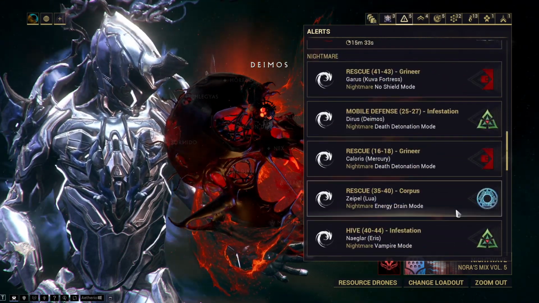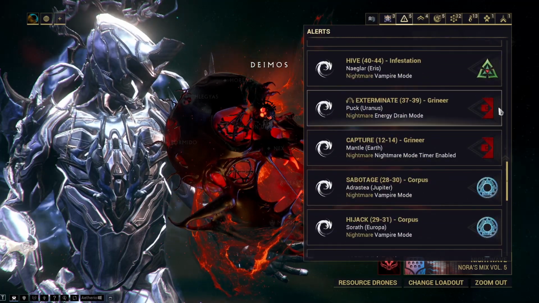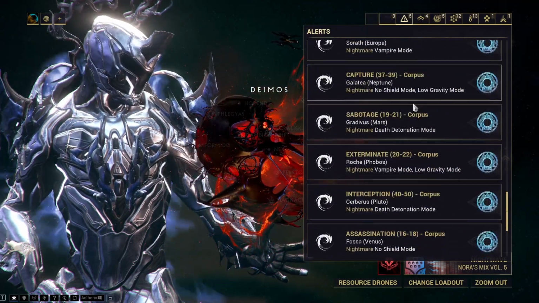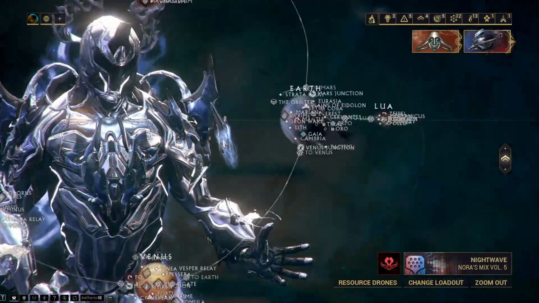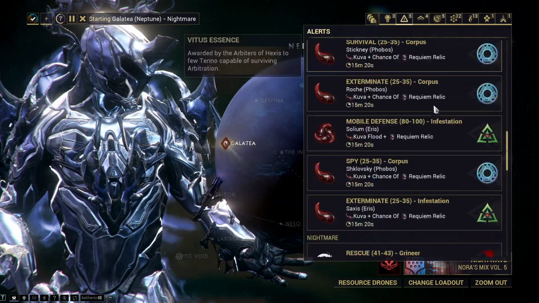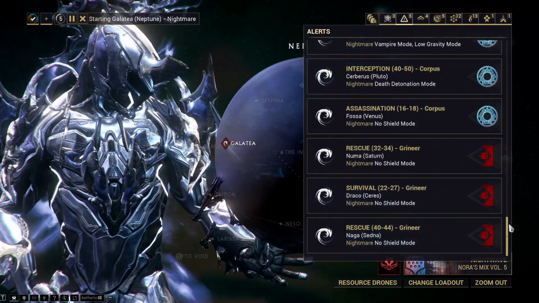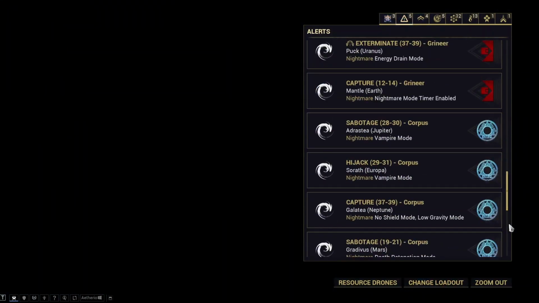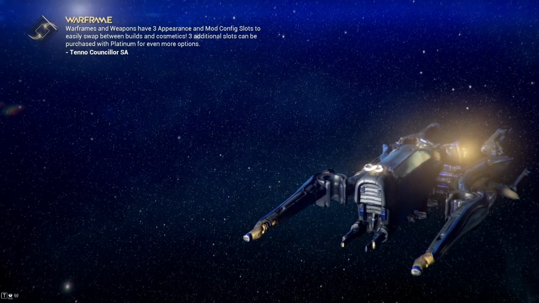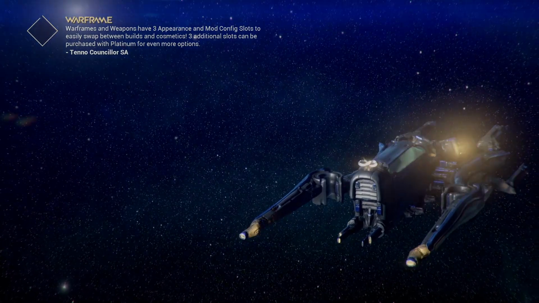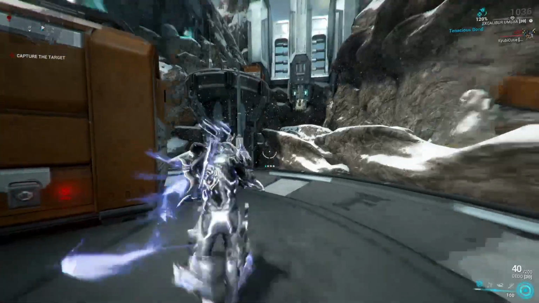You want to go for the quick missions like Rescue, Exterminate, Capture, and let's just go right ahead and do one of those. No shield mode, low gravity, easy. I mean, they just get increasingly easy once you reach Steel Path. They're no longer really a challenge unless you have some frame that relies only on shields and you go into no shield mode, then that would still be a bit tough. But just in general, it's a good mode.